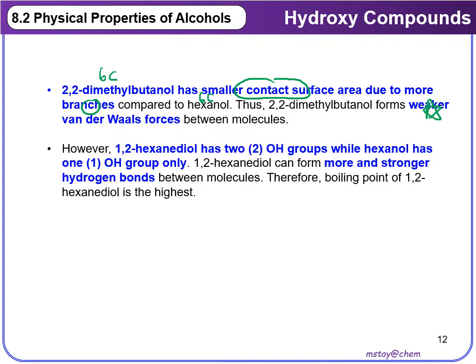And then lastly, 1,2-hexanediol has the highest boiling point because it consists of 2 hydroxyl groups, while hexanol only has 1 hydroxyl group, even though both of them have 6 carbons. Due to the 2 hydroxyl groups, 1,2-hexanediol can form more and stronger hydrogen bonds. So 1,2-hexanediol has the highest boiling point.